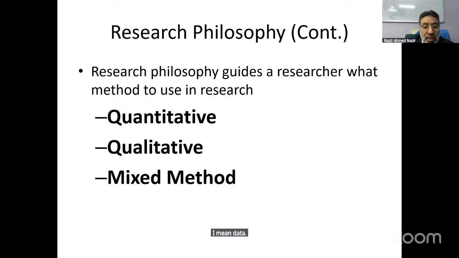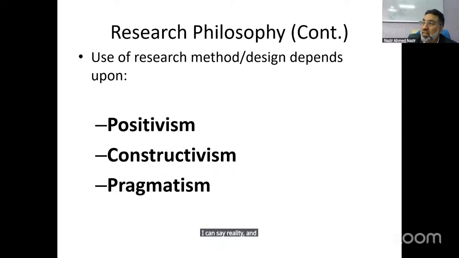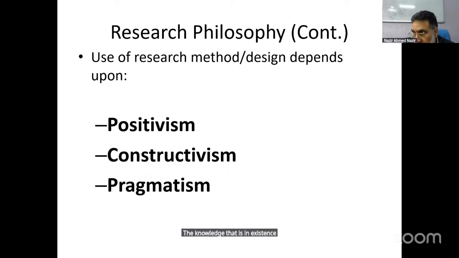Now look at it, as I said already, we have quantitative, qualitative, and mixed methods. The first one talks about positivism, where we are concerned with a single reality, and we believe that it is measurable. The only way to reach that knowledge is measuring it, and we call this positivism. Constructivism is subject to our interpretation. The knowledge that exists can only be interpreted.